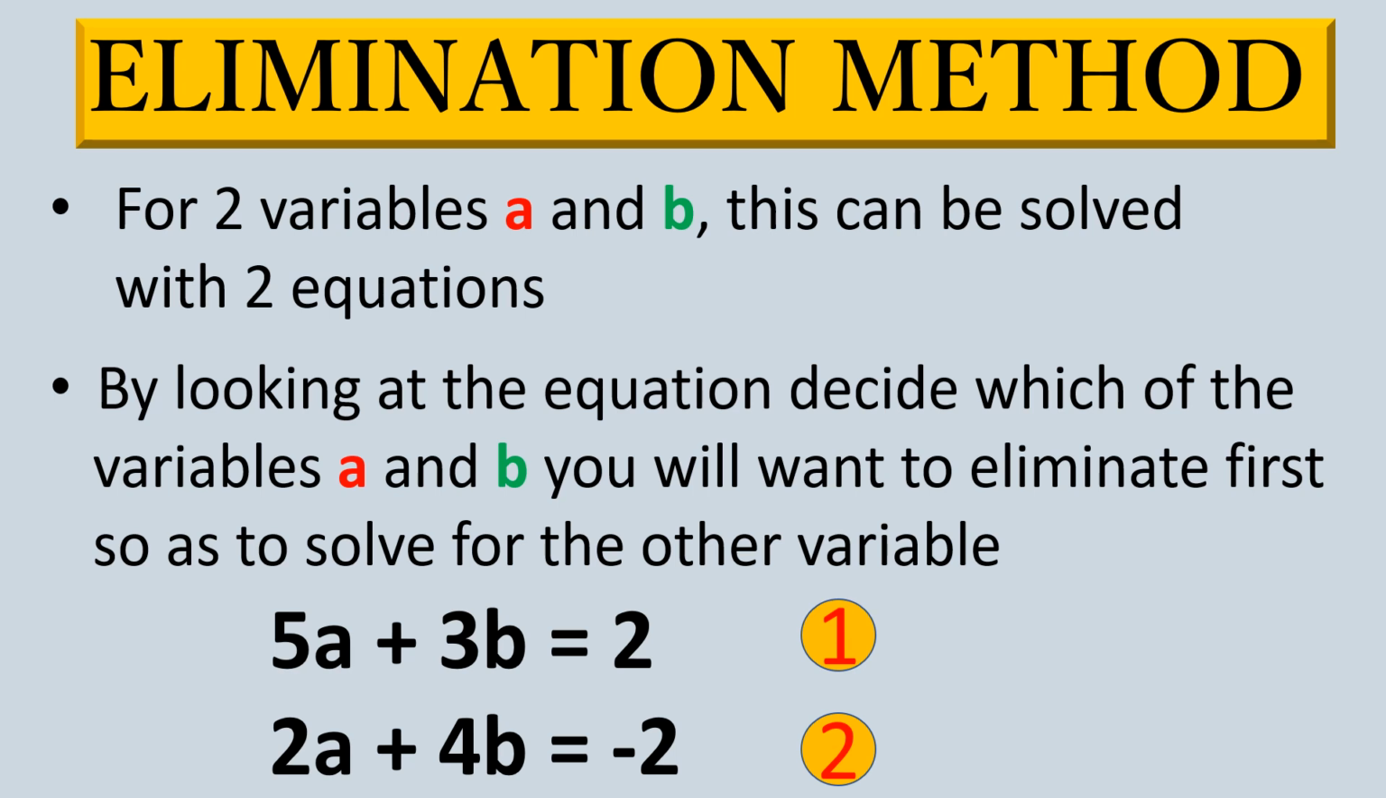So by observation, what we can simply do is to multiply 5a by 2, and then we have 10a. And in equation 2, we multiply 2a by 5, then we have 10a. And then we can carry out some subtraction.